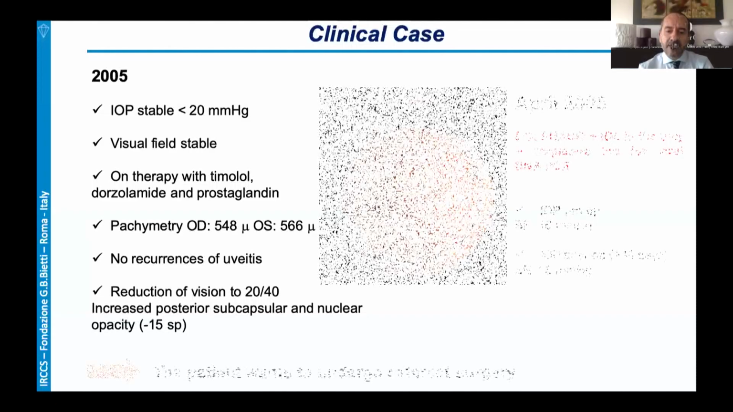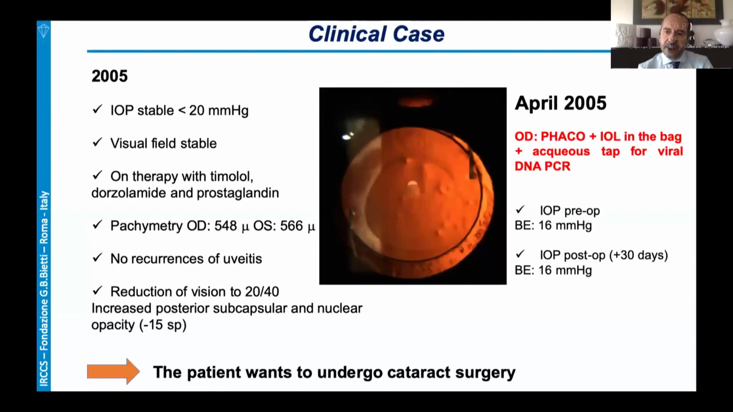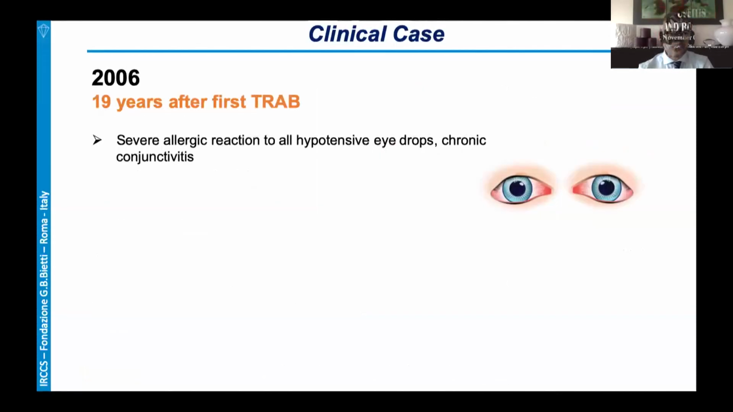So the patient underwent cataract surgery in the right eye in April 2005, and during the surgery an aqueous tap was also performed to search for viral DNA by means of PCR. You can also see the IOP values before and after the surgery that were absolutely normal, so with good control of the IOP close to the surgery.